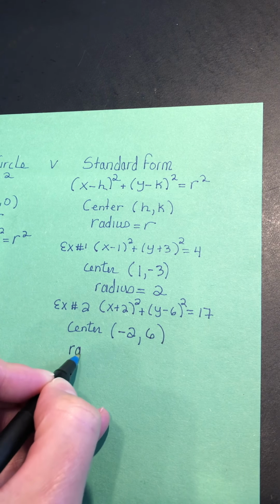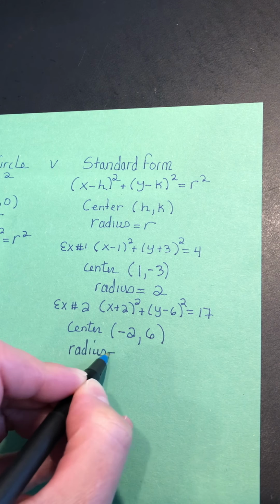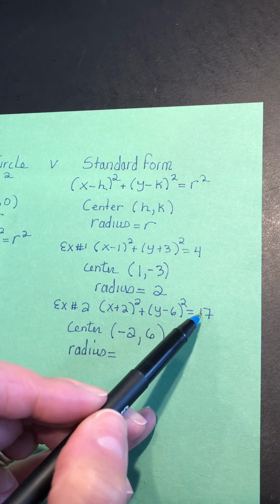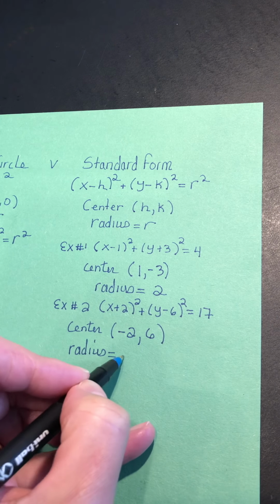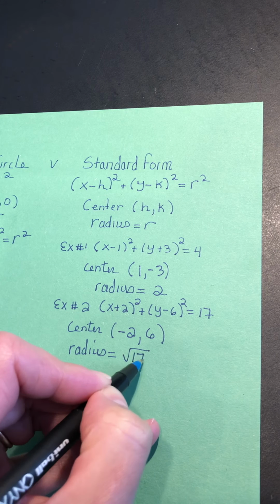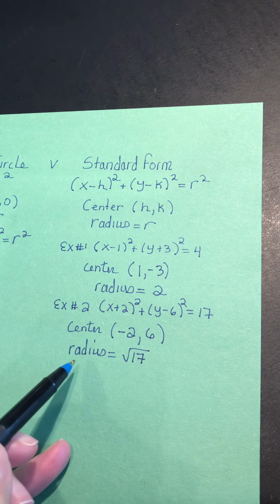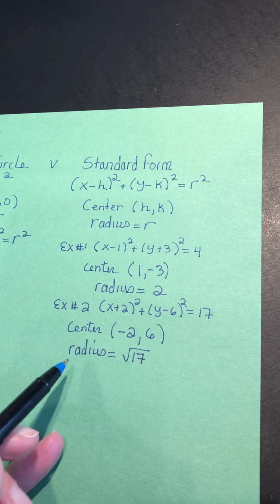And the radius, okay, if r squared, right, is equal to 17, then r is equal to the square root of 17. And we're going to leave all of our radii in simplest radical form.